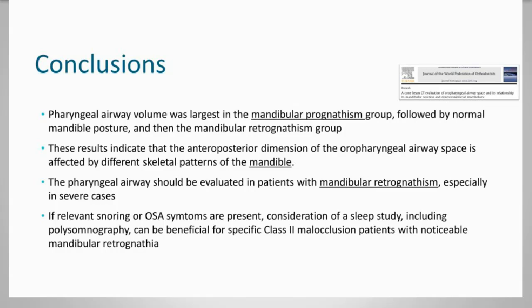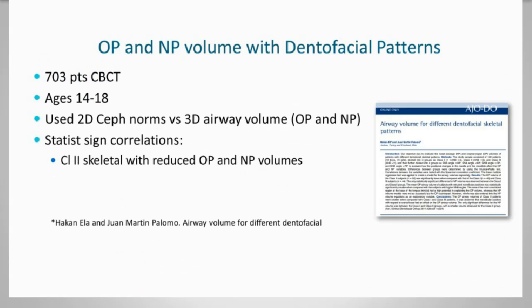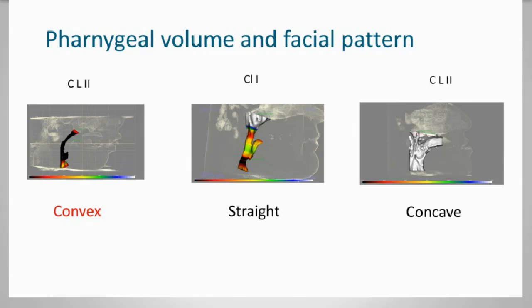Another study using cone-beam CT by Martin Palomo showed the same thing. So there are three very powerful, well-controlled studies published in peer-reviewed journals, all of them AJO. One was the World Federation of Orthodontics, showing a strong correlation, which is consistent between pharyngeal airways and dentofacial skeletal patterns. Again, important slide. Class 2 convex profiles have smallest airways. Class 1 patients then follow. Class 3 patients have the best airways.